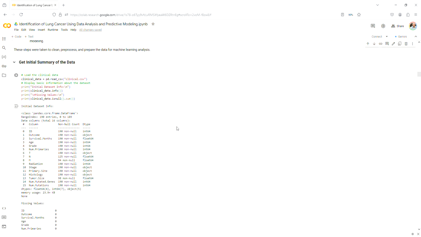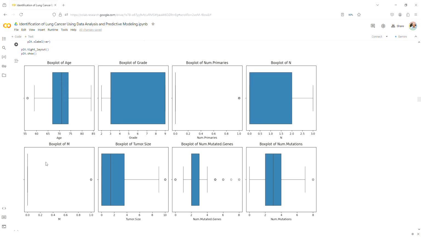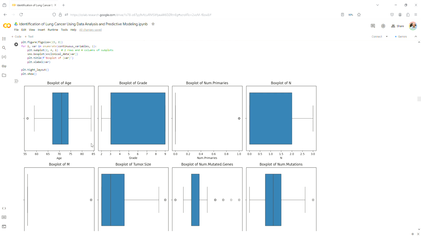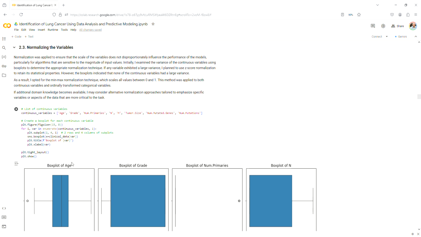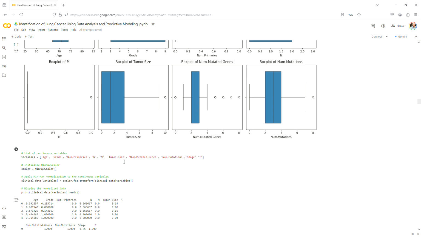For the normalization process, I went through the variable variance and saw that the variables are not actually varying much. Some are just 0 to 1, and the highest variance is 55 to 85. If there was a huge variance, I would have considered incorporating statistical information like z-score. But as the variance is not very large, I thought min-max normalization would be very good. So I used min-max normalization.